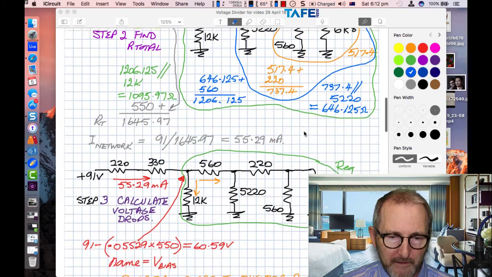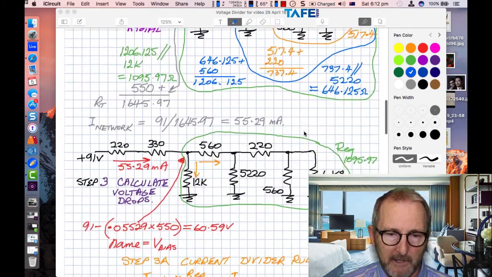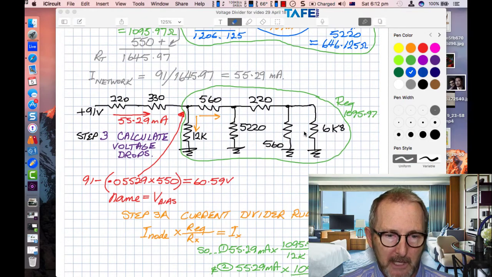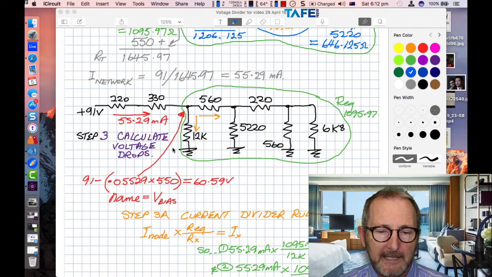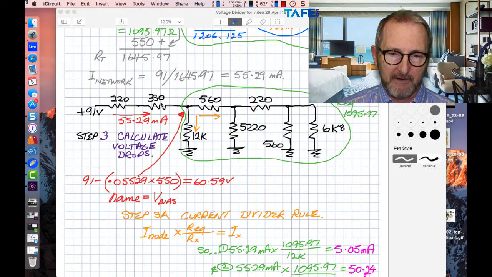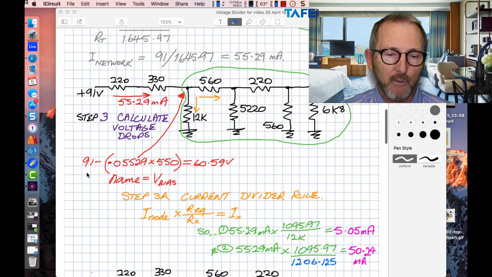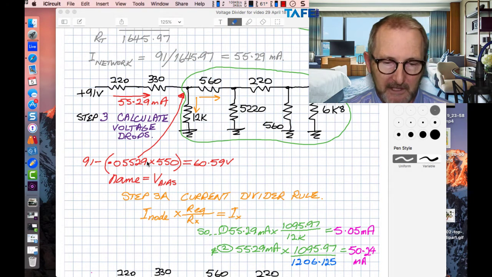All right, moving right ahead. What do we have to do now? Step number 2 would have been to get the current. Step number 3, calculate the voltage drops. So we had the first 2 resistors, 550 ohms. We can calculate the voltage drop across that by what I've done here in red: 91 minus the current times the 550 ohms to get 60.59 volts.